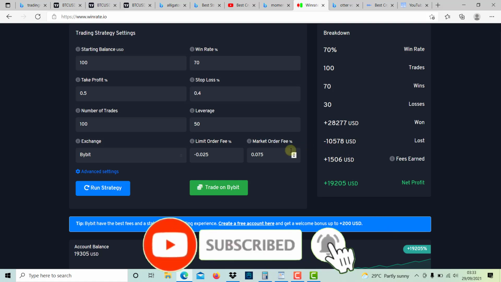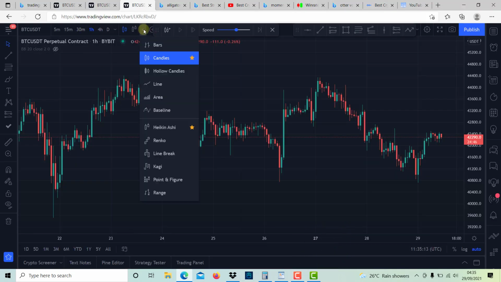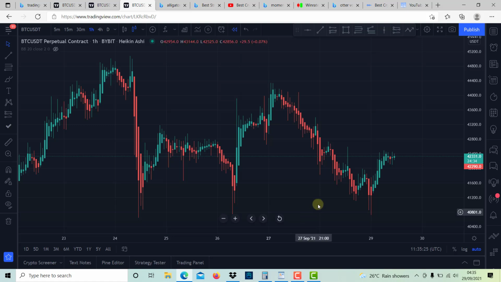So now let's go through the strategy step by step. So the first step is to switch from candle to Heikin Ashi chart. Heikin Ashi candles are typically used to smooth out price action, eliminate noise and make it much easier to identify trends in the market.